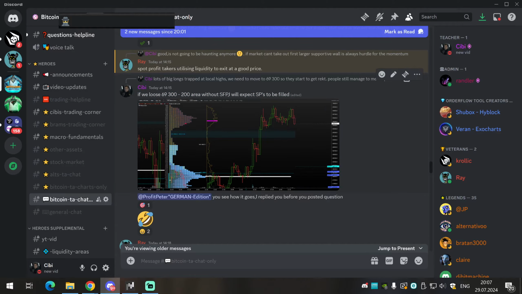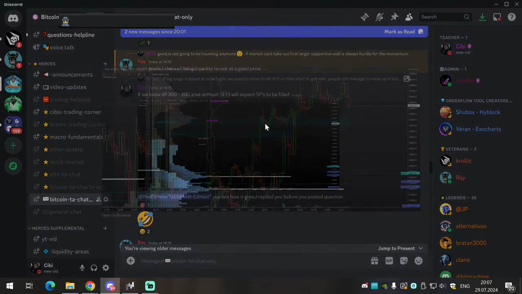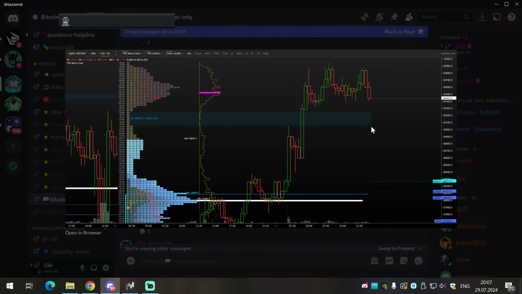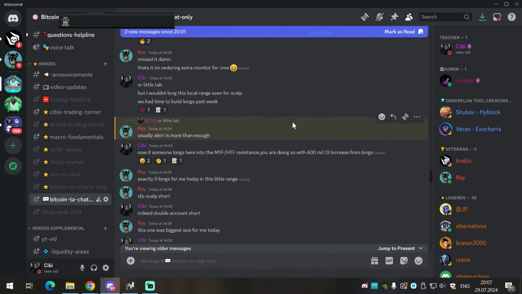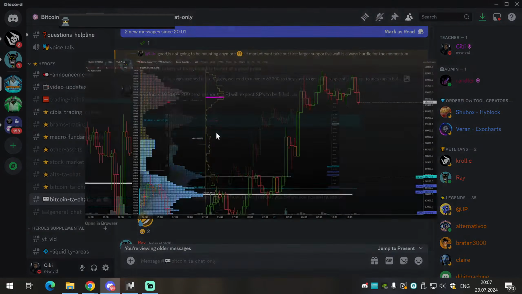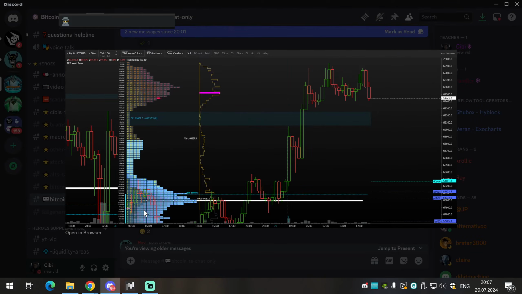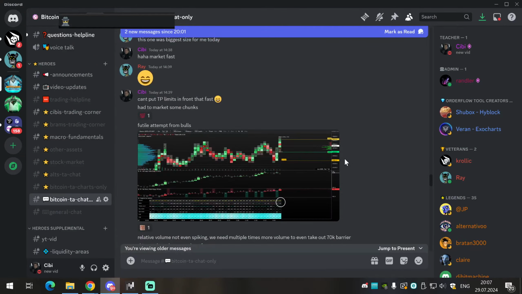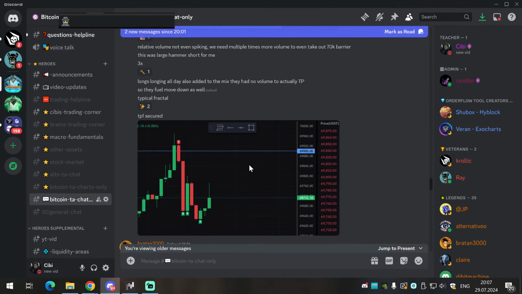Oh yes, and here is another good post. If we lose the 69,300 to 200 area without a swing failure pattern, I will expect single prints to be filled. That's the most immediate target. Once you fill single prints, you will see if you react from this market structure high or not. If you don't, the market can easily fall down. You can also see how ugly the volume profile looks. There is very limited support, so you expect moves to the downside on Bitcoin, because all those longs who were longing up top got wrecked.